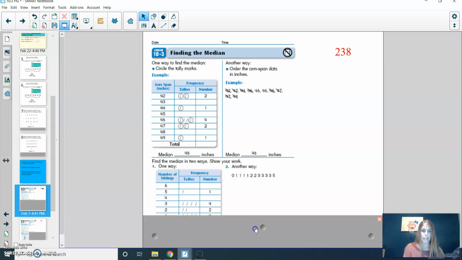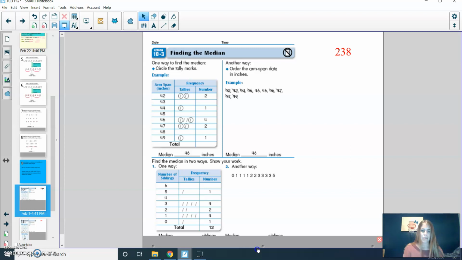Now it's our turn to try. We're going to find the median in 2 different ways using the bottom one. So I want you to first try by circling your tallies. Please pause the video and do that now.